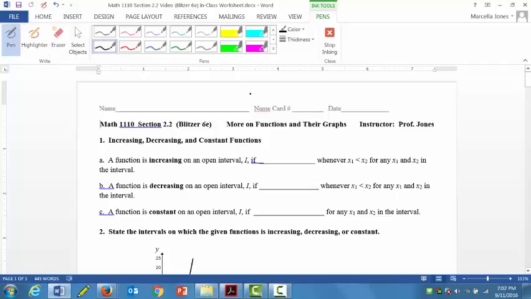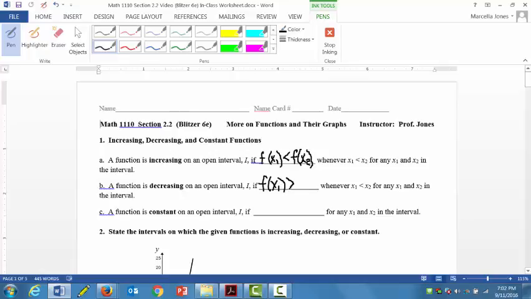All right, we want to look at more on functions and their graphs. And we want to talk about when a function is increasing on an open interval. The open interval is called I. That happens if f of x1 is less than f of x2 whenever x1 is less than x2 for any x1 and x2 in the interval. So this will be a place where the graph is going uphill.